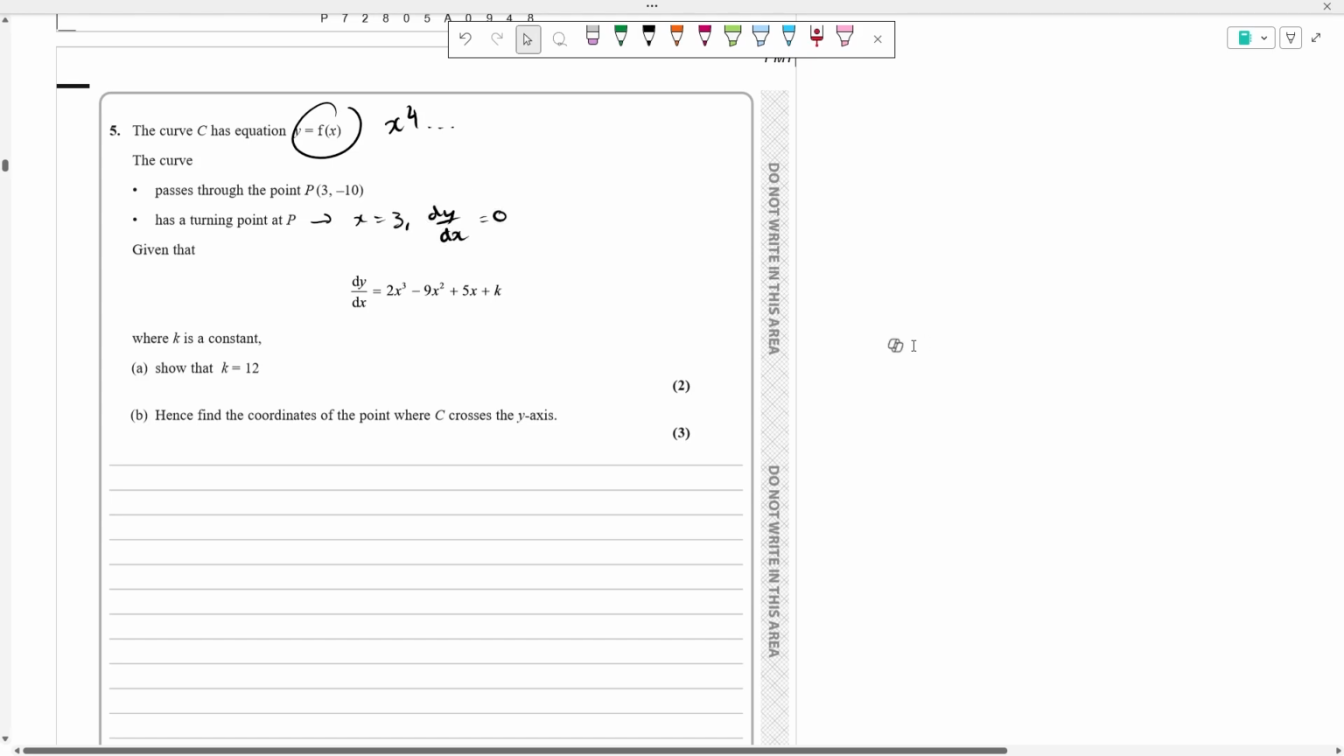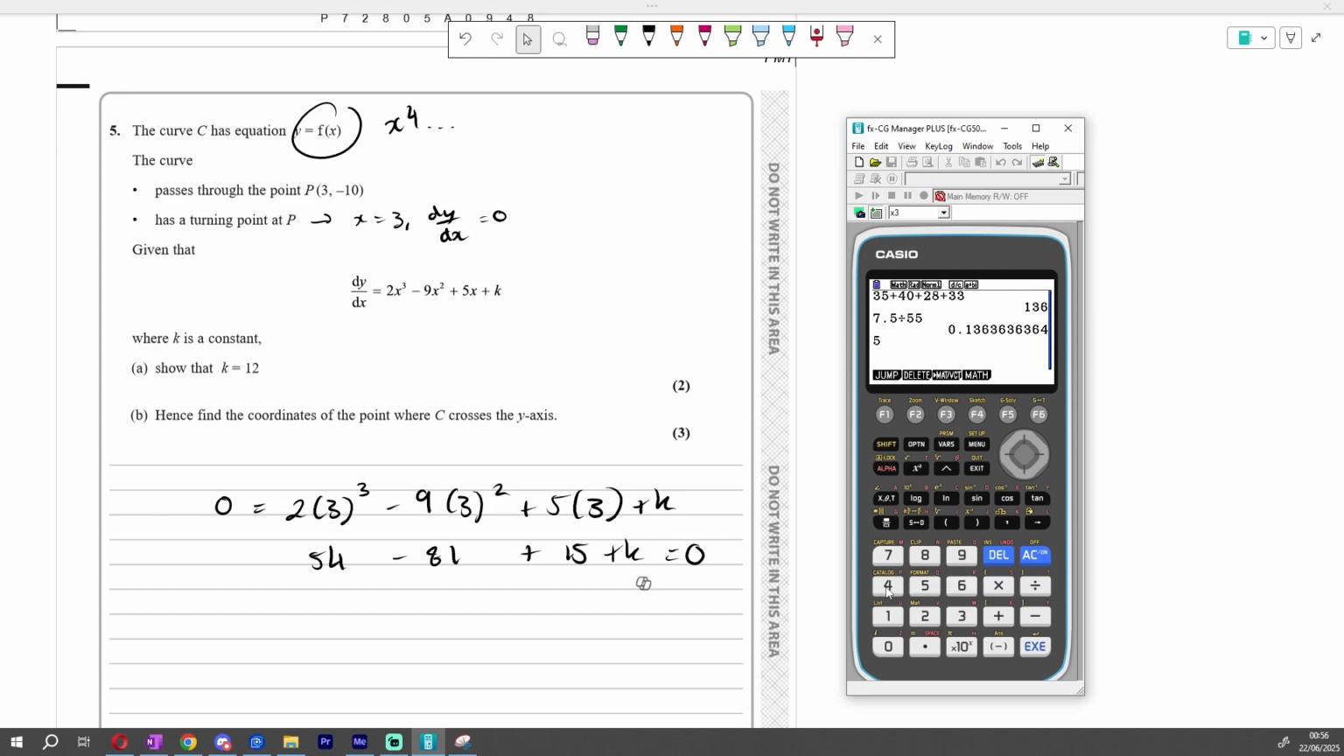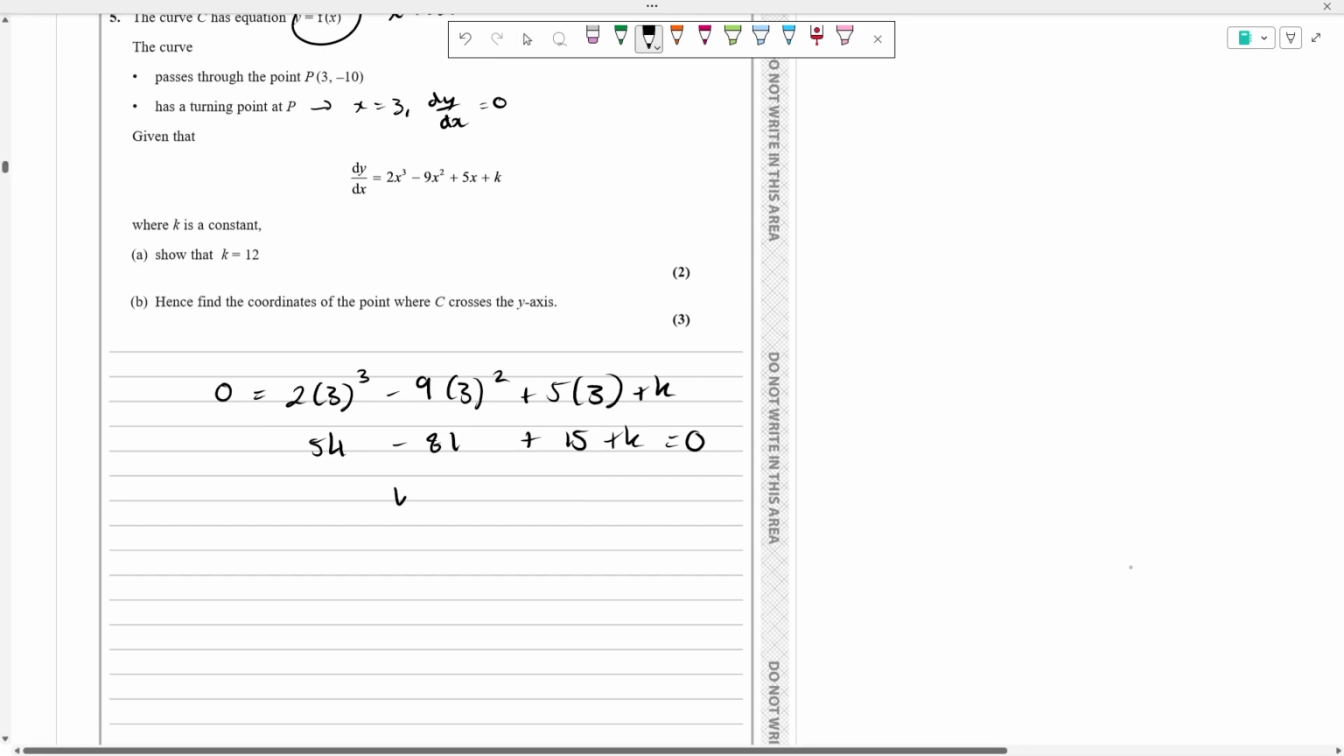Okay, so this is just going to give us 0 is equal to 2 times 3 cubed. So I'm essentially just plugging this information into here. Minus 9 times 3 squared plus 5 times 3 plus k. Let's expand out. So this becomes 27 times 2, which is 54. This becomes 9 times 9, which is minus 81, plus 15, plus k is equal to 0. Let's put everything into our calculator and simplify it. This becomes 54 minus 81 plus 15. That means that k minus 12 is equal to 0. Therefore, k is equal to 12. Part A, very, very nice.